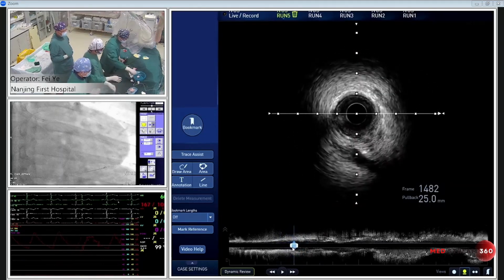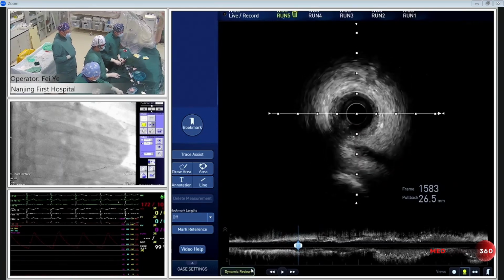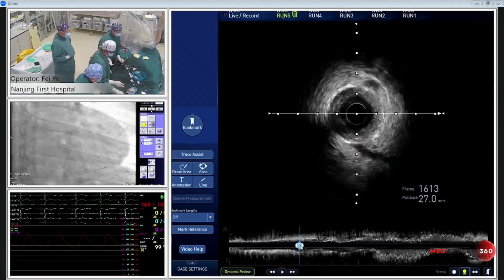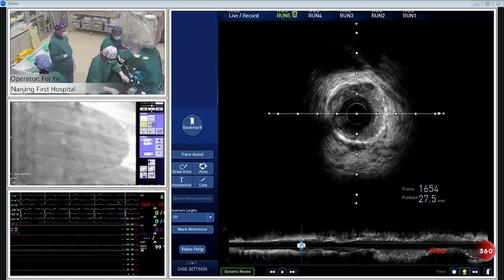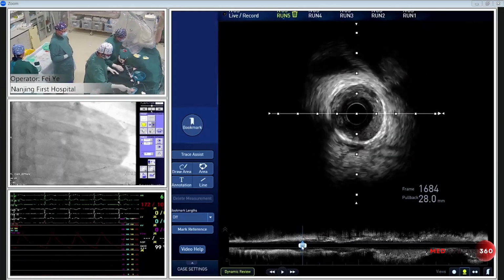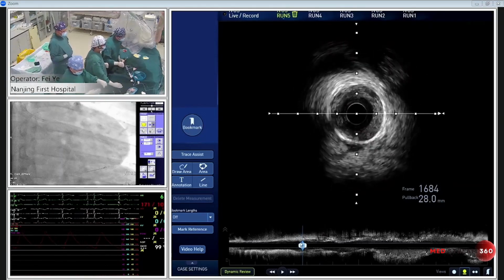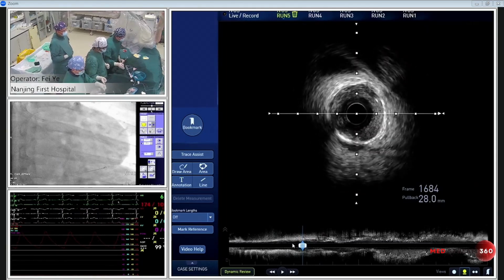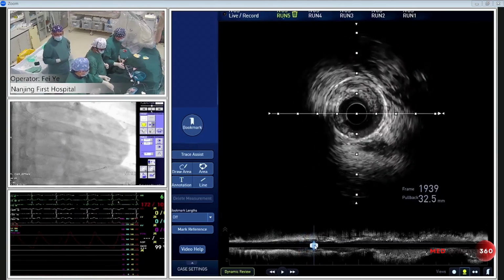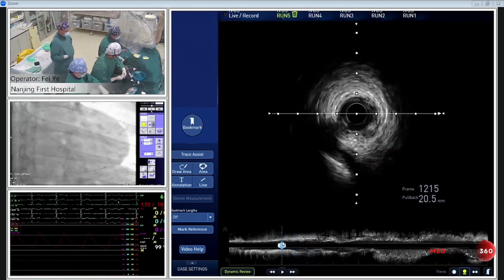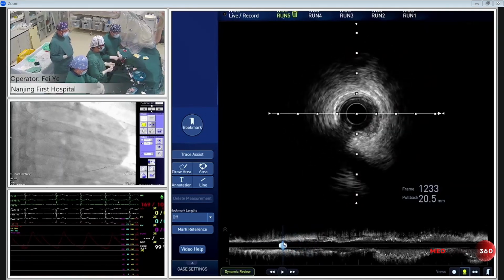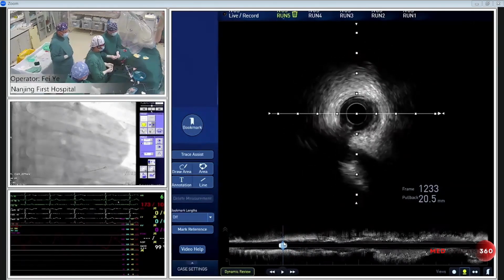Wait. Give me 2 balloon. Here, hematoma. 2.0. 2.0. Yes. Could you show me the distal part, the normal part? Is there any landing zone of the distal cell? No. The distal is too small. Very small.